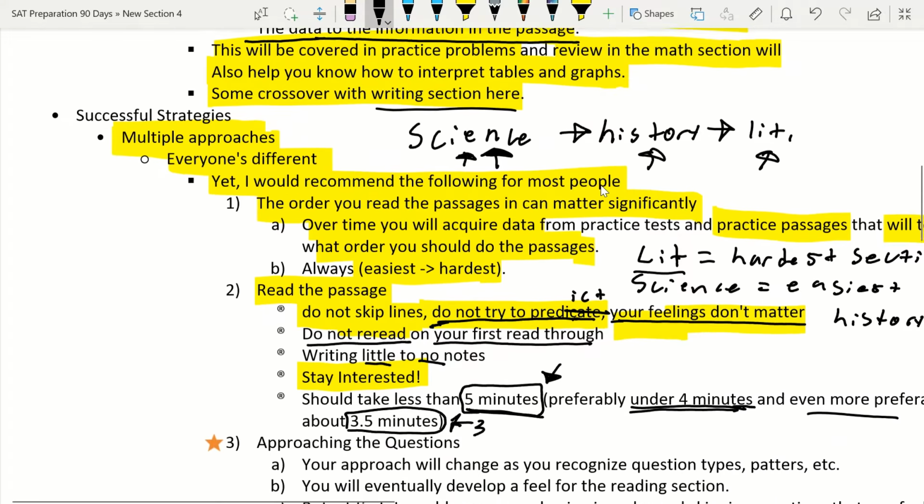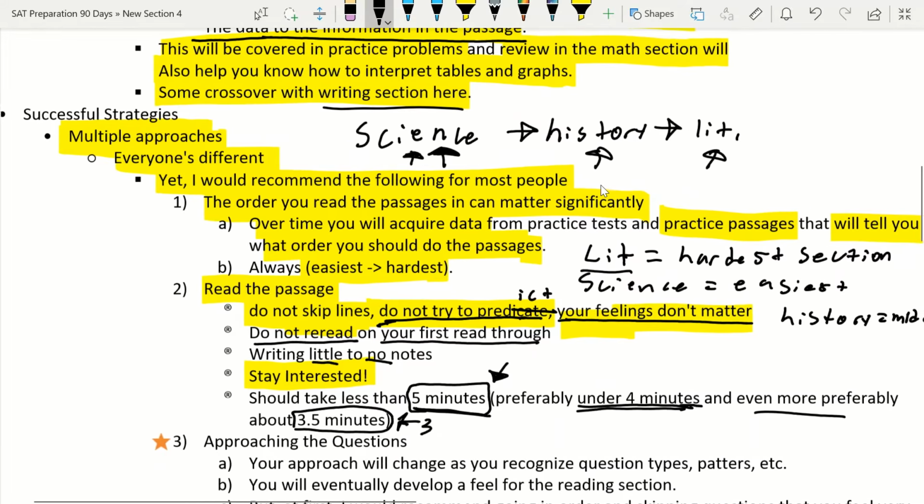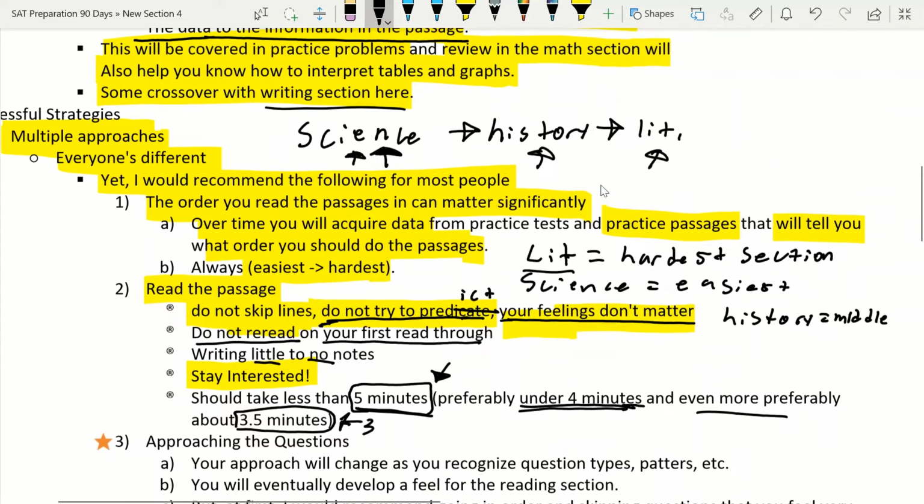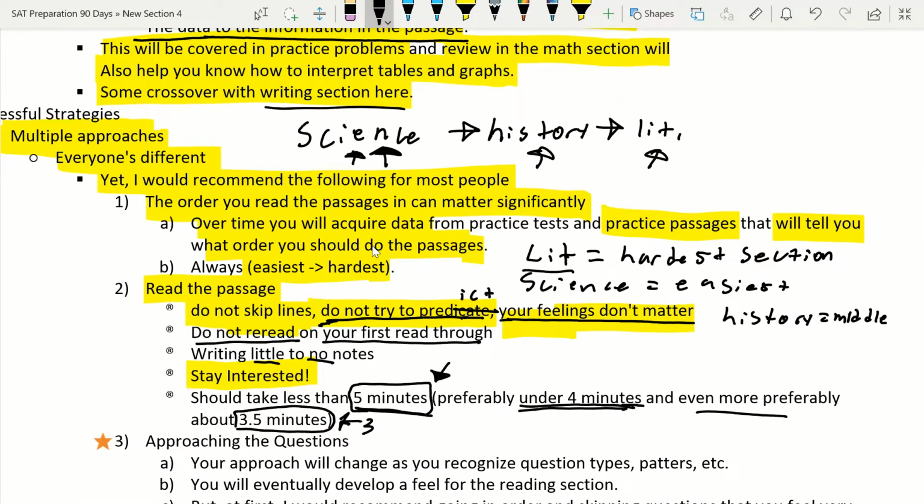All right, so we talked about successful strategies. Like I said, we want to go from our easiest section to our hardest section. Over time, you'll learn which sections you're better at and which ones you're worse at. We always want to start with the ones that we're better at so we maximize the points that we'll get.